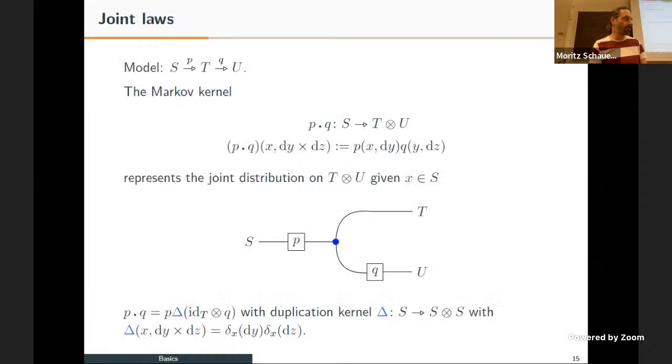At times we are not really interested in the composition, which in the end creates, between P and Q, a Markov kernel from S to U, but sometimes we're interested in the joint measure. So to have it a bit easier, I'm introducing the notation for the joint kernel, the kernel which represents the joint distribution on the product space T U given my current position in S.